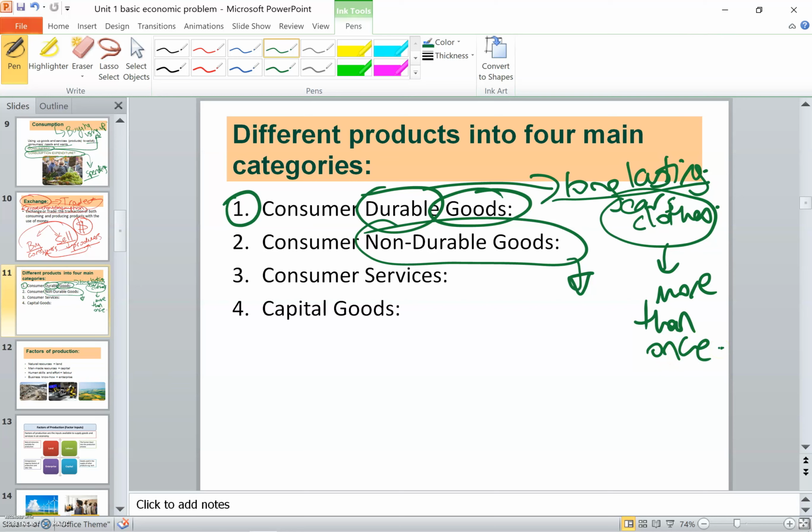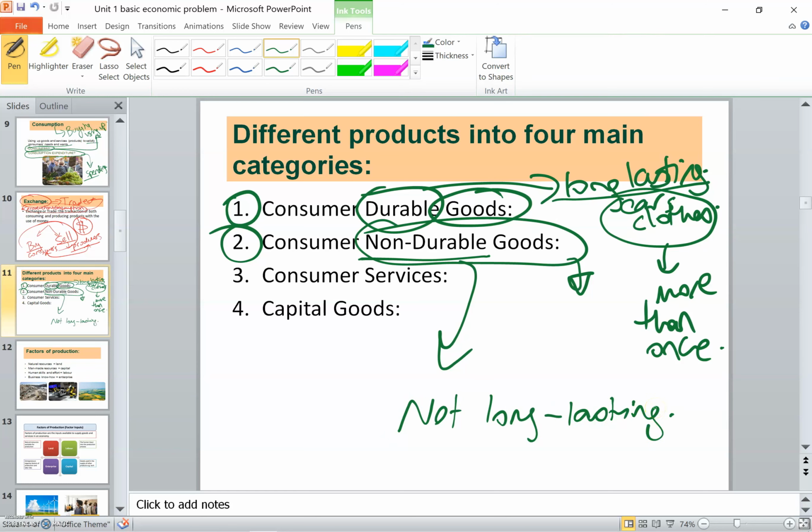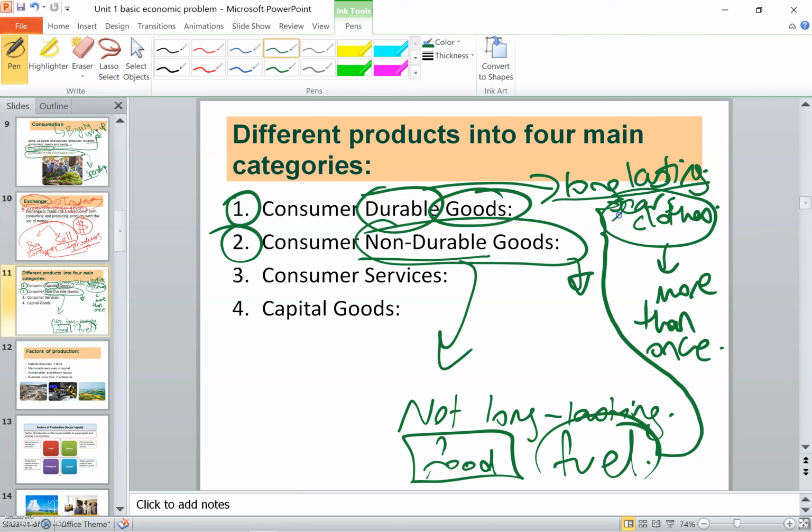Consumer non-durable goods is the second category. It means they do not last for a long time, so not long lasting. For example, food. Once I eat the food, that's it. I can only use it once. Fuel for the car is also non-durable, so we only use it once, whereas the car is a durable good.